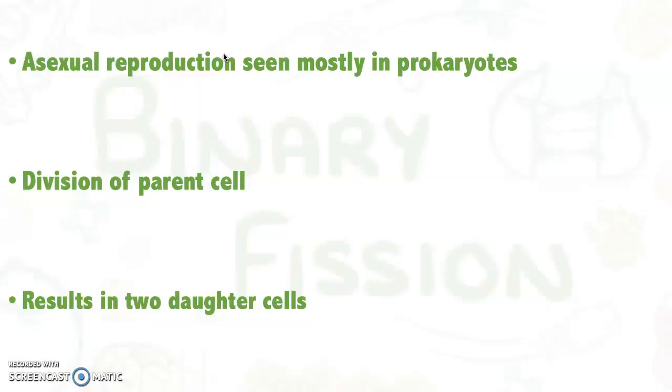Binary fission is a form of asexual reproduction, which is seen mostly in prokaryotes, although there are some single-celled eukaryotes where this occurs, but mostly it's in prokaryotes. The process involves the division of a parent cell and results in two daughter cells. Basically, this means the genetic material of the parent is broken in two parts, meaning each of the two daughter cells will receive one copy of the parent's DNA.